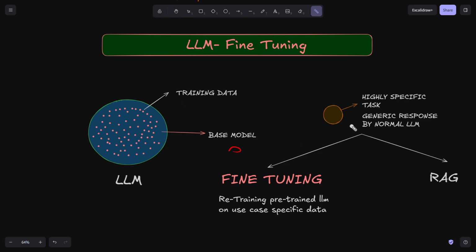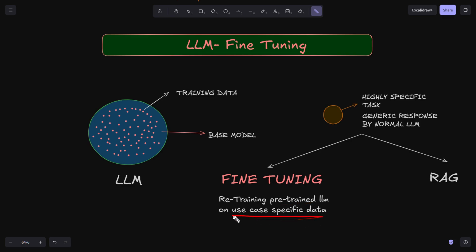So, if we have a pretty specific task, for example related to the healthcare industry or legal proceedings, our LLM will provide a generic response. To overcome this, we have two methods. One is to use RAG, about which we have already studied in detail. In RAG, we confine the model's context by providing use case specific data. The other one is fine tuning, wherein we retrain the complete pre-trained LLM over use case specific data.